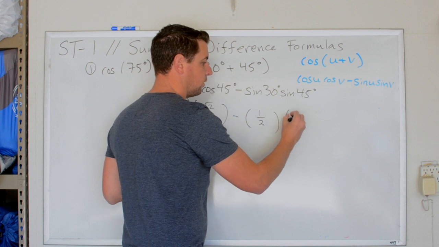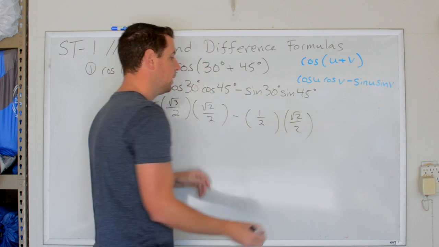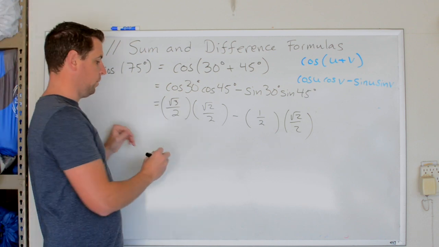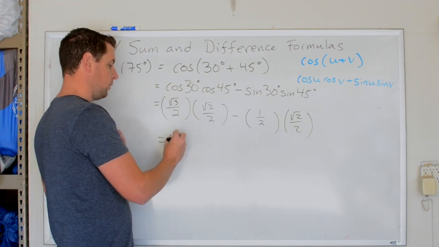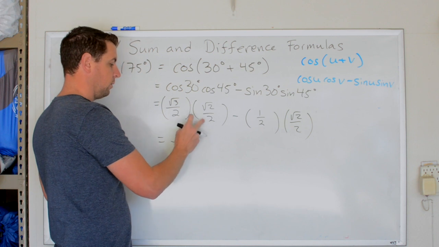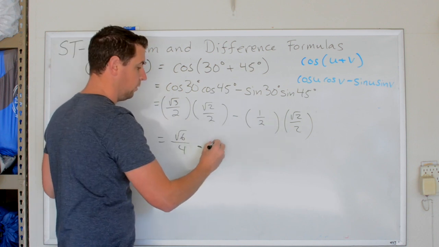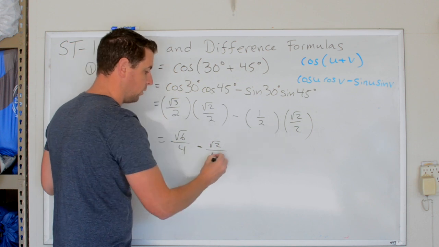And sine of 45 degrees is going to be radical 2 over 2. At this spot now we want to multiply our fractions. Remember, when we multiply fractions, we multiply across. Radical 3 times radical 2 is radical 6. 2 times 2 is 4. Minus 1 times radical 2 is just radical 2, over 2 times 2 is 4.